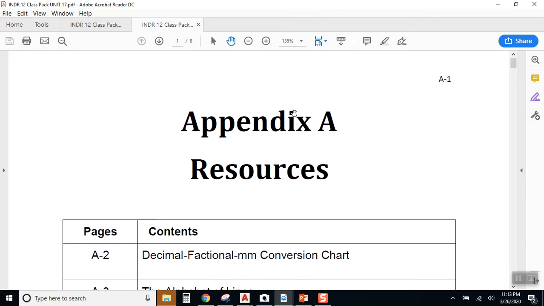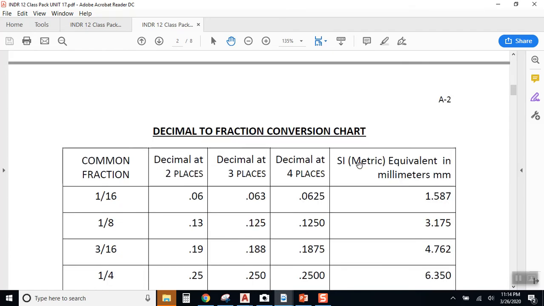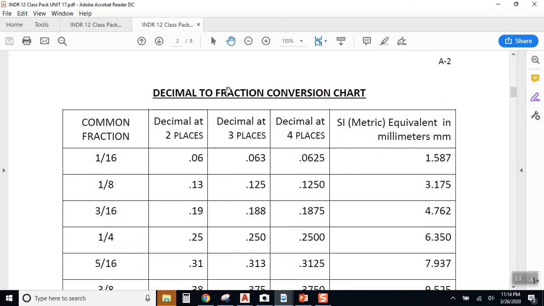So if you go to the back of your course pack, in the very last section, there's an appendix. An appendix just means additional information. That's kind of helpful on A1, and we're going to scrub through till we get to A2, and what we're going to see is a decimal to fraction conversion chart. So what do we do? How do we use this thing?